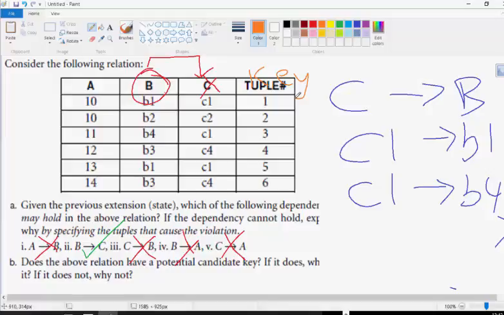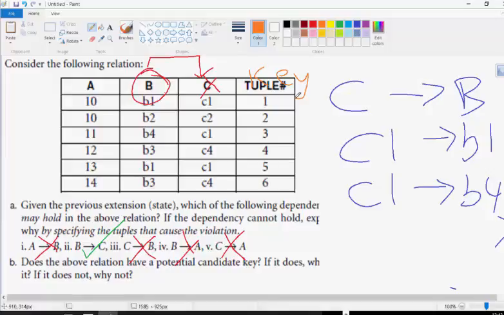Can I use B alone? No, because B leads to C1 in two places. So I need someone else. What if I combine B and C? Will it work? Is the combination of B and C unique? No. Because B leads to C. If B is multiple, BC will not be unique. BC is out.